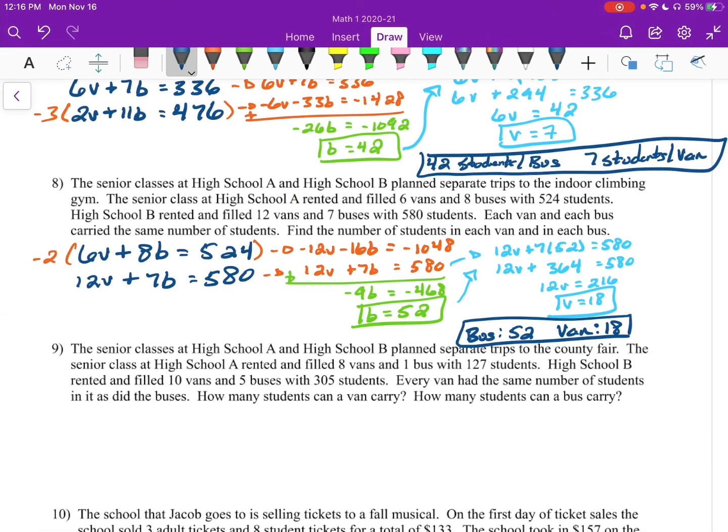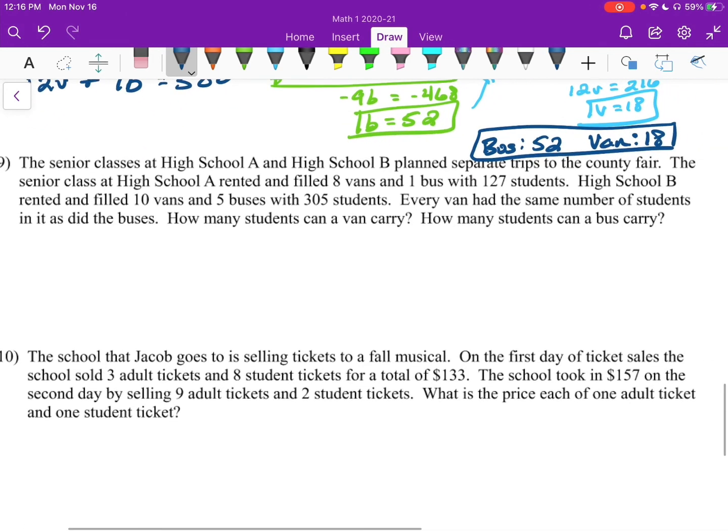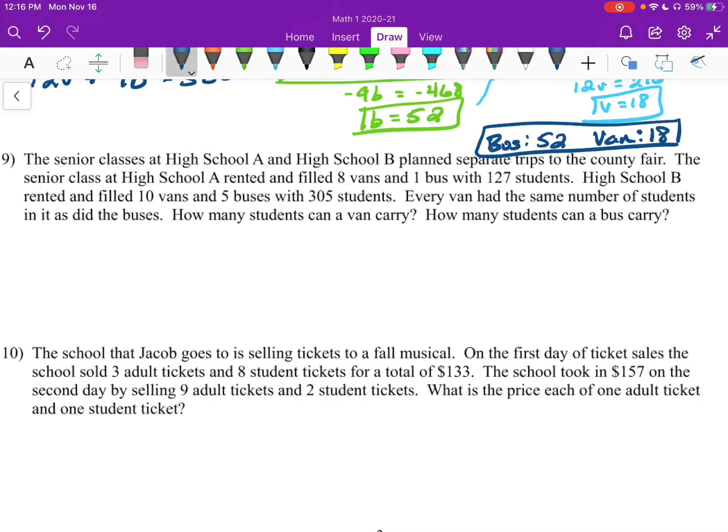All right. Number 9. Another field trip. So high school A and high school B planned separate trips to the county fair. The senior class at high school A rented and filled 8 vans and 1 bus with 127 students. High school B rented and filled 10 vans and 5 buses with 305 students. All right, and the rest of it is the same as the last problem.